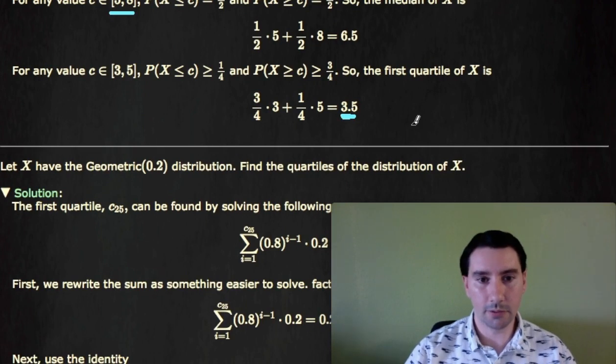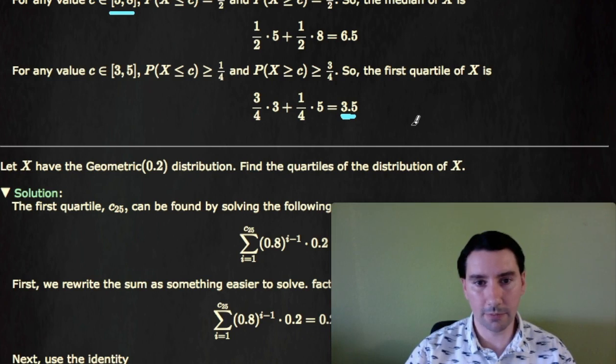And notice this is a little closer to 3 because we're looking at the first quartile, which is less than a half. So it shouldn't be exactly 1/2 between 3 and 5, which would be 4. It's a little closer to the 3, since it's a lower percentage than 50%.